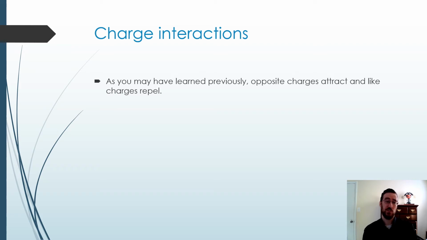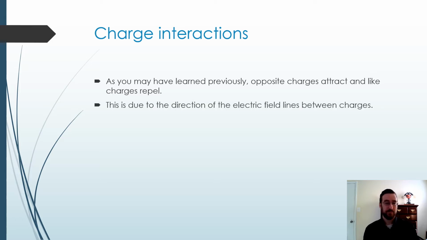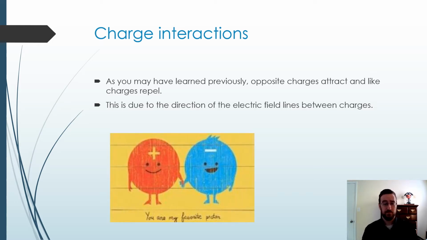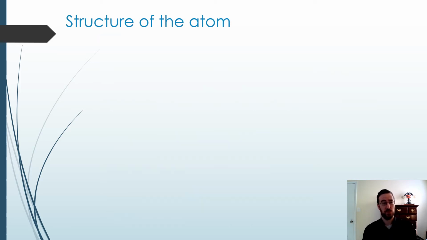Charge interactions. As you may have learned previously, opposite charges attract and like charges repel. This is due to the direction of the electric field lines between the charges. More on electric fields later. So, in other words, positive and negative will attract. Opposites attract in terms of electric charge.